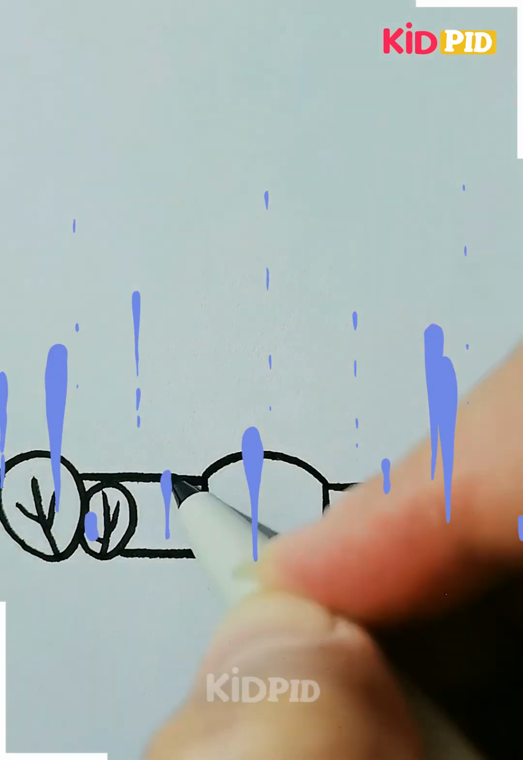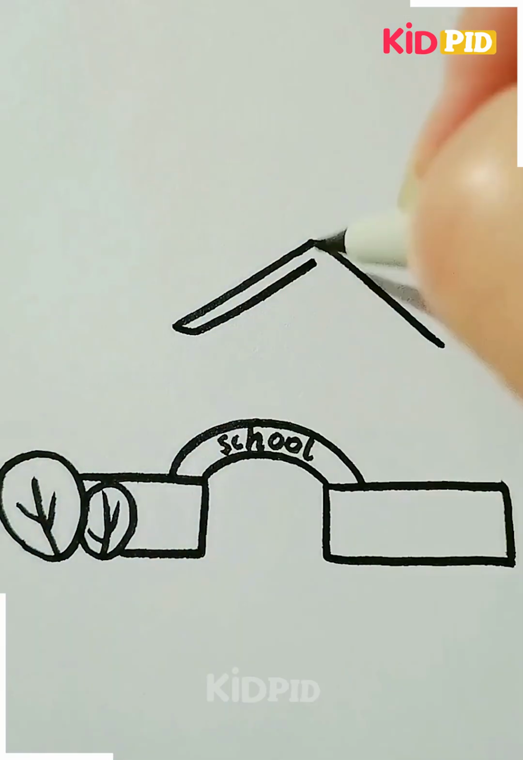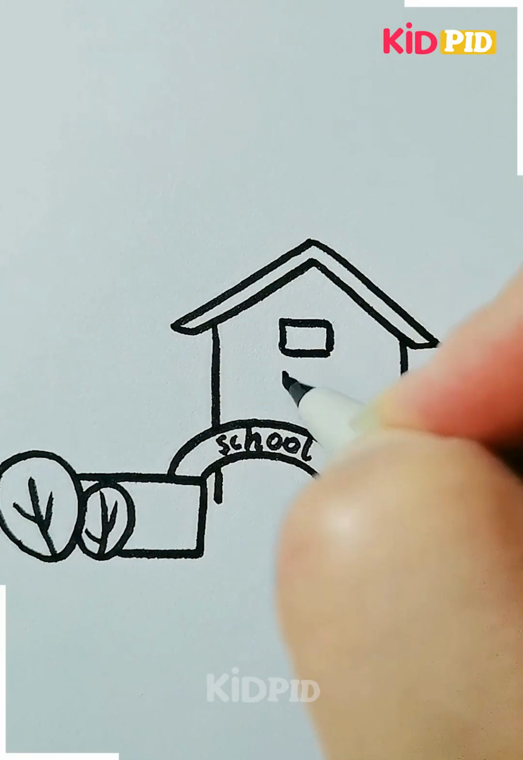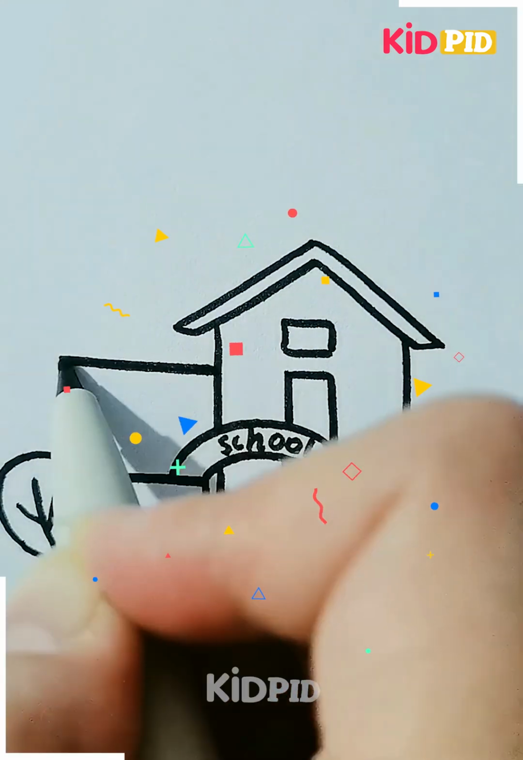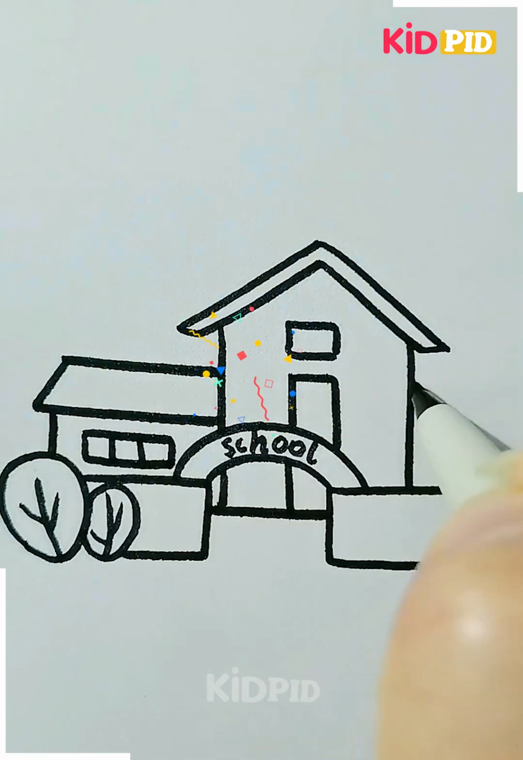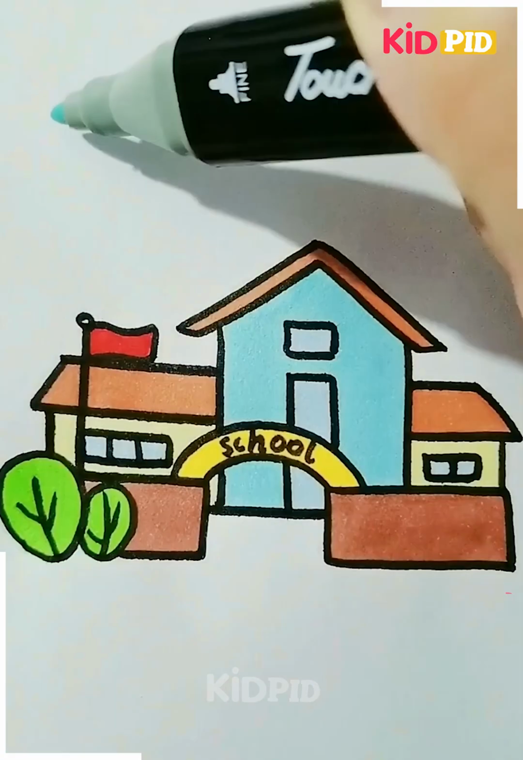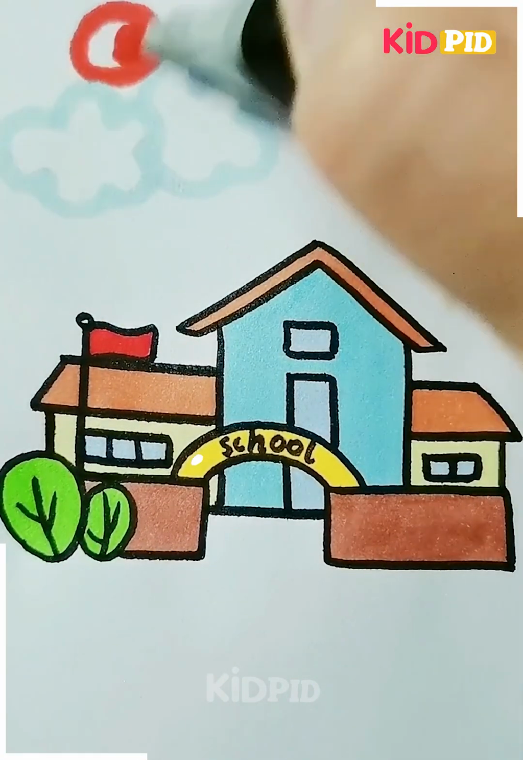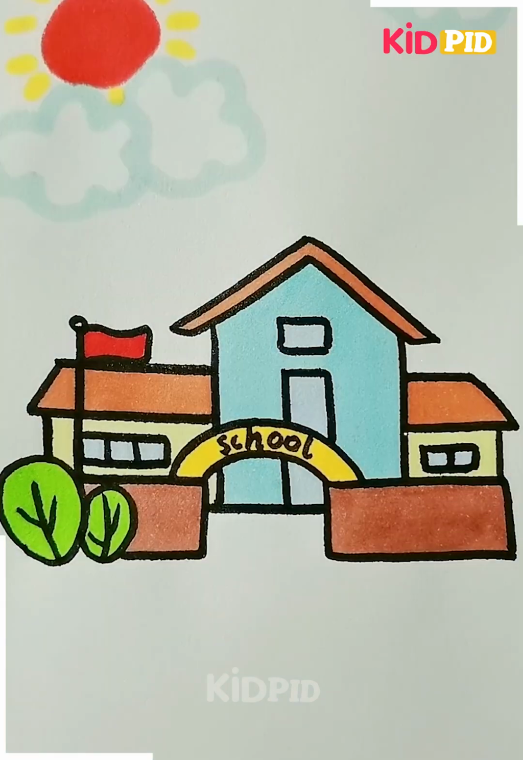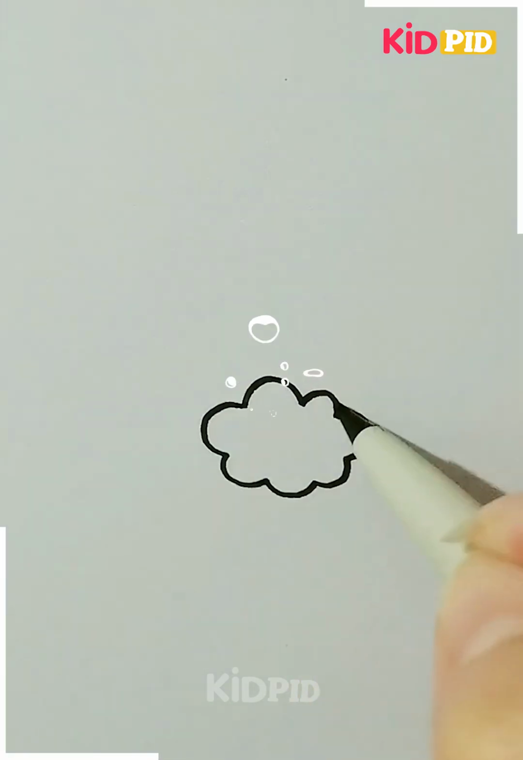Here we are making a school. First we are drawing the structure of the school. After that we are adding some windows and doors, and we are adding another building there because schools are large. And after that we are adding a flag and some clouds, and you can see it is ready. Let's move ahead to our next drawing.